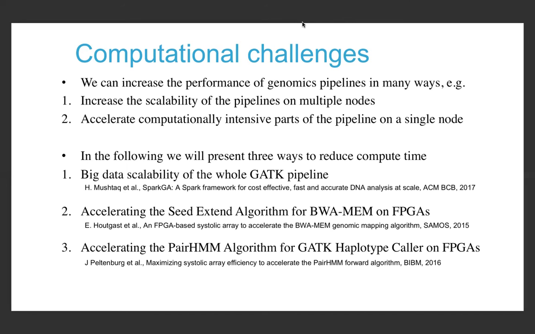In the rest of this module, we will present 3 different ways to reduce the runtime of the GATK pipeline using these 2 approaches. First of all, we'll present a big data scalability framework that allows us to run the whole GATK pipeline in parallel in a cluster environment. Second, we will show how to accelerate the seed extend algorithm of the BWA mapping program on FPGAs. And finally, we will show how to accelerate the pair HMM algorithm, which is part of the GATK haplotype caller, on FPGAs.